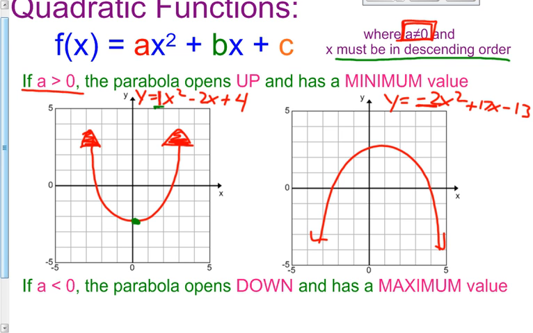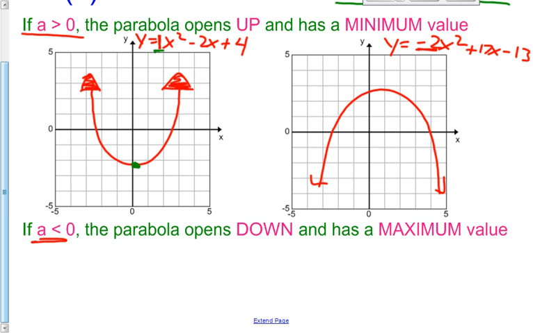If a is less than 0, so meaning negative, then it opens down and has a maximum value. So there is an absolute highest point in this graph. It is right there. Okay? It doesn't have a minimum point because these arrows go down forever and ever. So because of that, it does have a maximum point. That arrow was really bad. All right. So that covers that.